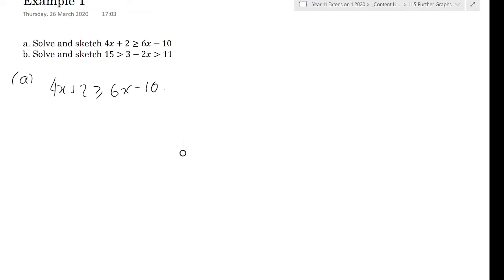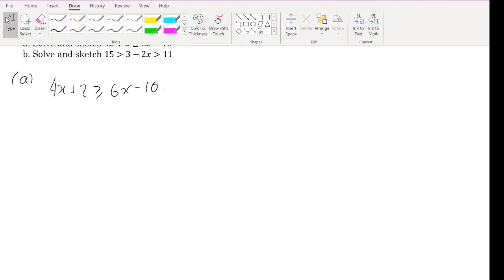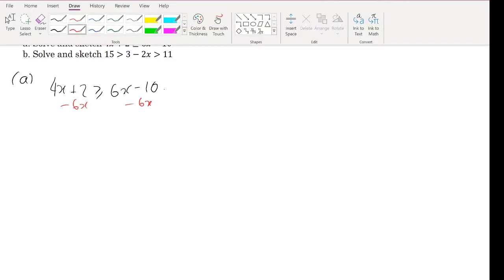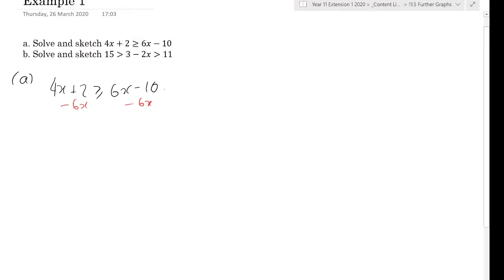So to do that, I wonder if I can get a new color. We're going to minus 6x from both sides. Okay, so when I do that, I get negative 2x plus 2 is greater than or equal to negative 10.